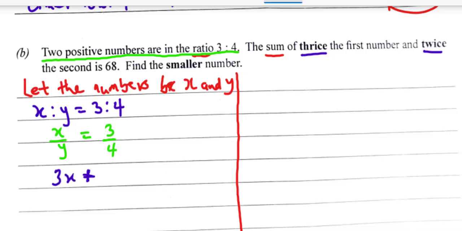So the sum of thrice the first number and twice the second number, where the second is y, twice y, the sum of thrice the first and twice the second is equal to 68. So I've got two equations, and I'm to find the smaller number. So I'm to find x and y and determine which of them, that is the x and y, is the smaller of the two. So that's what I'm going to do here.